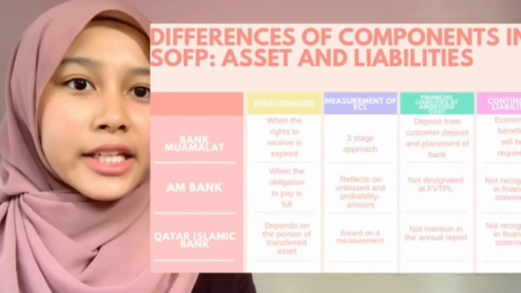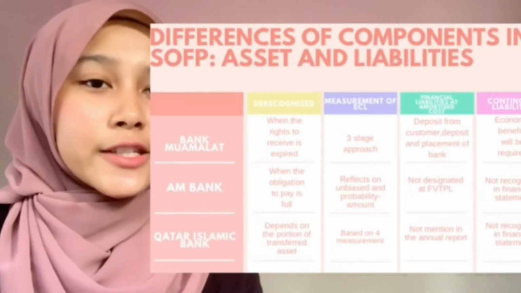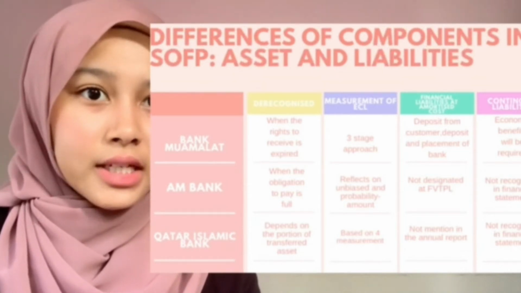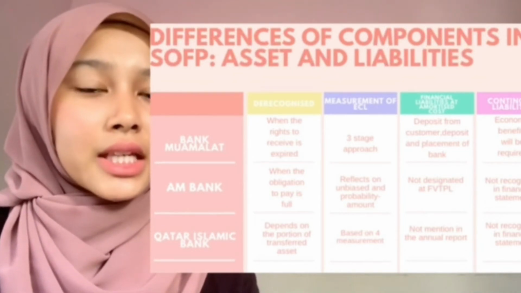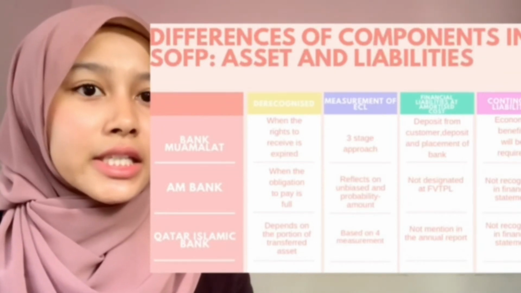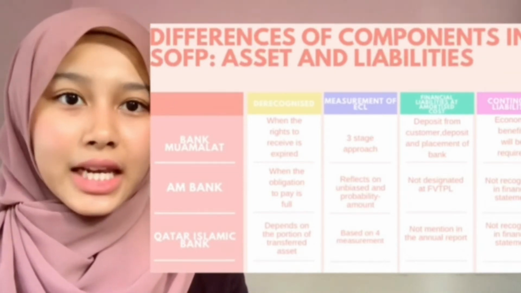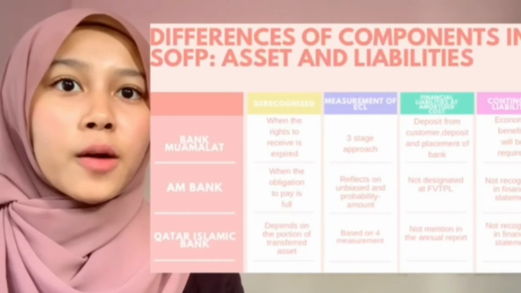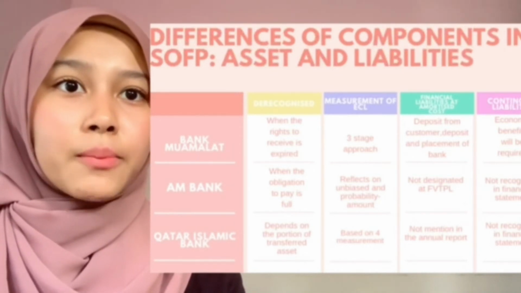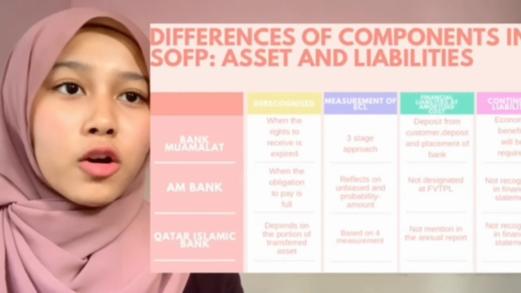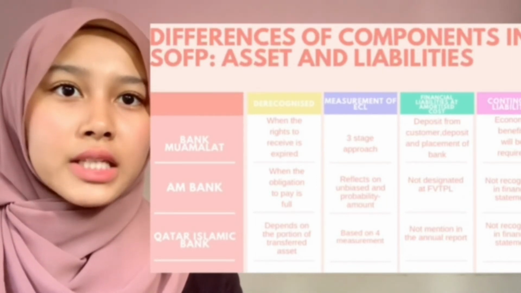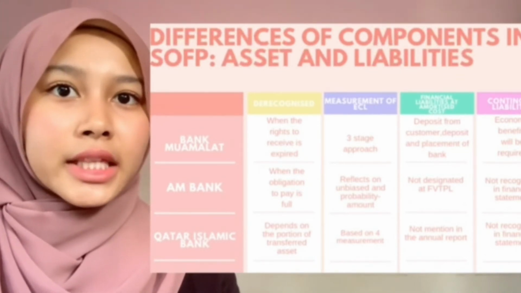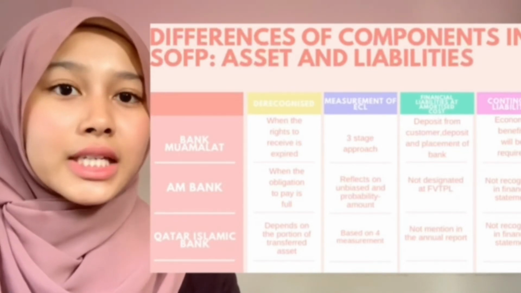For Bank Muamalat, a contingent liability is where it is not probable that an outflow of economic benefits will be required, or the amount cannot be estimated reliably. The obligation is disclosed as a contingent liability unless the probability of outflow of economic benefit is remote. Possible obligations whose existence will only be confirmed by the occurrence or non-occurrence of one or more future events are also disclosed as contingent liabilities, unless the probability of outflow of economic benefit is remote.